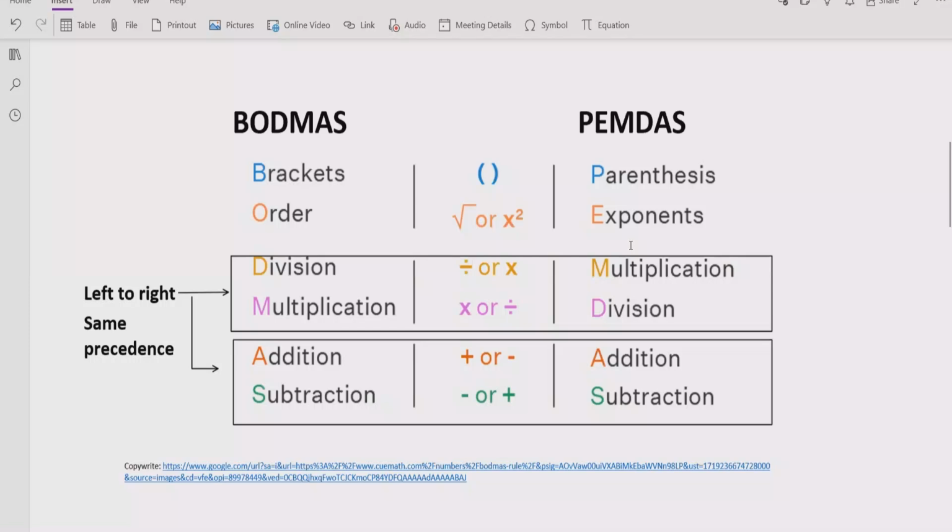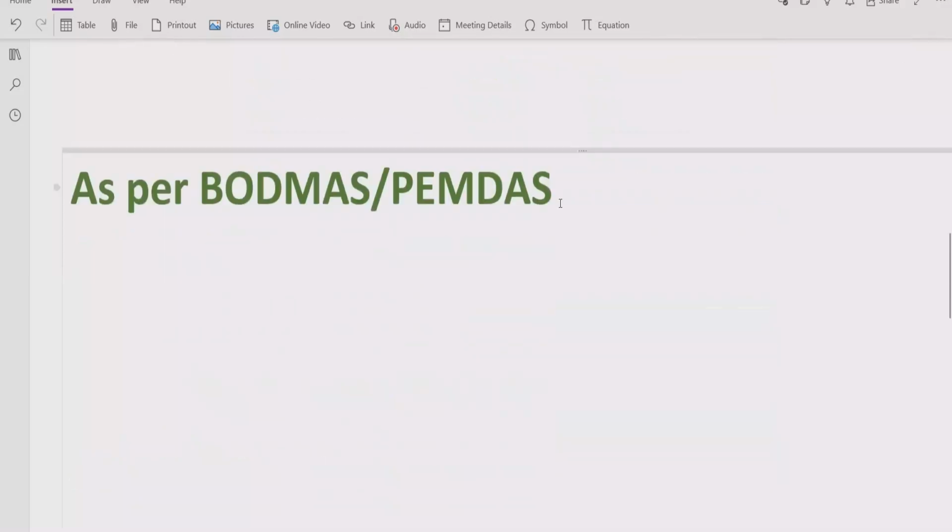After that, you have to see the multiplication and division. You have to go left to right in your expression and find the division and multiplication. If multiplication is coming first, you have to solve the multiplication first. And if division is coming first, you have to solve the division first. Similarly, for addition and subtraction, we have the same rule. We can solve subtraction first if it is coming first, and we can solve addition first if it is coming first. Now, let's move forward to solve the given expression.